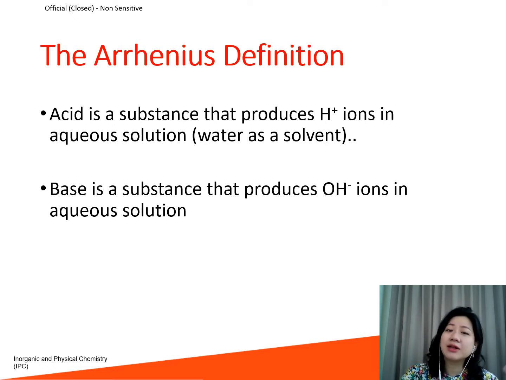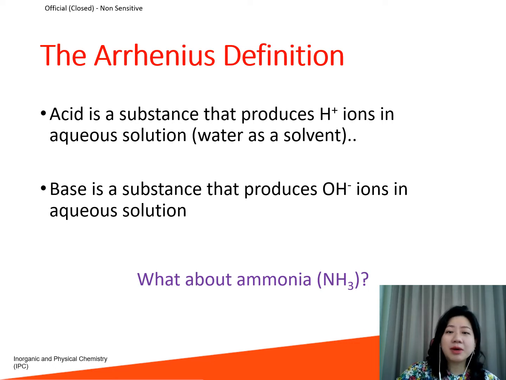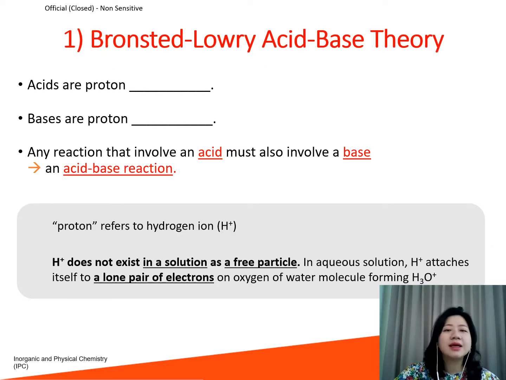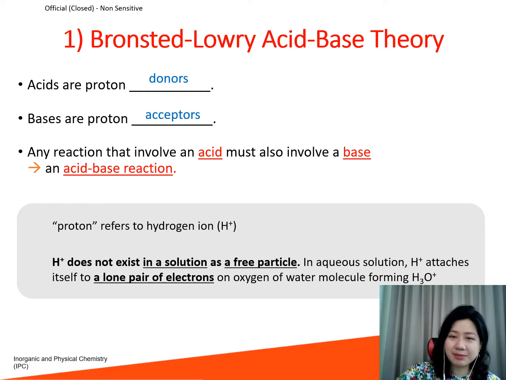However, some bases are not covered by this definition. For example, what about ammonia? Ammonia is a weak base. It turns litmus paper blue, and it reacts with acids just like other bases, but it doesn't contain any OH- group. In 1923, a broader definition of acids and bases was proposed by Bronsted and Lowry. According to this theory, acids are proton donors, whereas bases are proton acceptors.